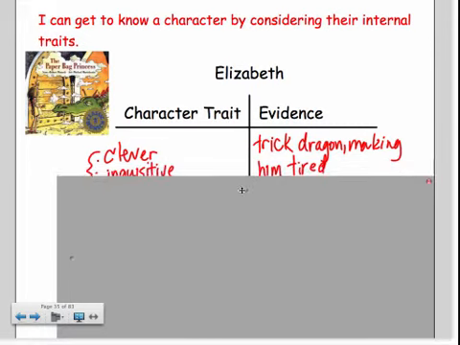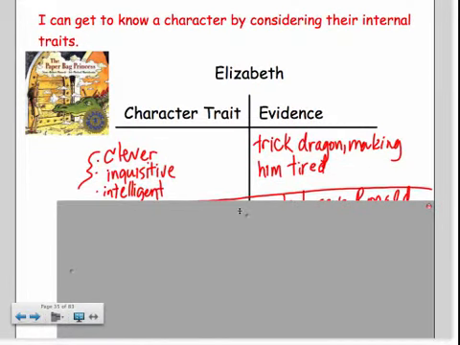And the first piece that I've come up with is that I think that Elizabeth is clever, inquisitive, which means she looks into things, she questions things, and that she's intelligent. They're all similar character traits. That's why I sort of stuck them together. And the evidence of her being clever, or intelligent or inquisitive, is that she tricks the dragon. And by tricking him, she's making him tired so that she can go past him and save Ronald. So she's clever. There's evidence in the book of that. And she's intelligent when she's tricking the dragon.